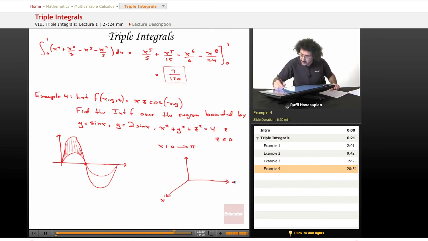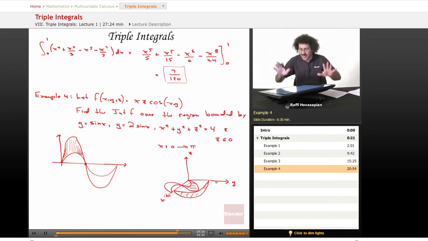Okay, so this is x, this is y, this is z. So y equals sine x, and that's sine 2x, so this is the region. And then of course we have everything below that. So we have the sphere. I'm not doing a very good job drawing it, but you know what's happening. It's basically this region, everything below the xy plane touching the sphere x squared plus y squared plus z squared equals 4.